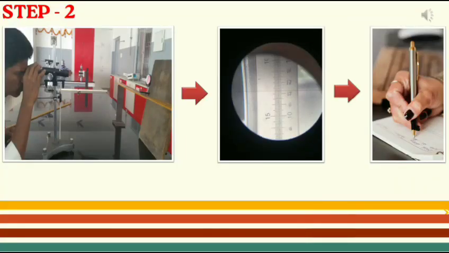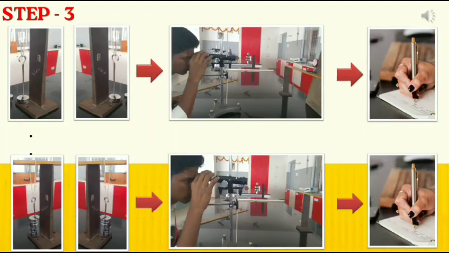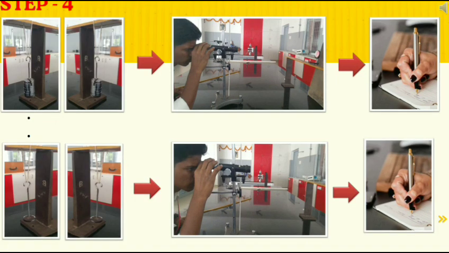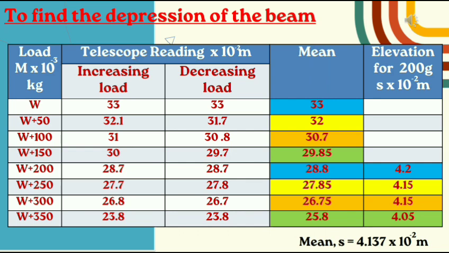When the image of the scale reading coincides with the horizontal line of the telescope, it is noted. The load in the hanger is added in steps of 50 gram on both sides and the respective readings are noted. Continue this process until 350 gram of load. After it, decrease the load in steps of 50 grams and note the respective readings. Tabulate the noted readings.